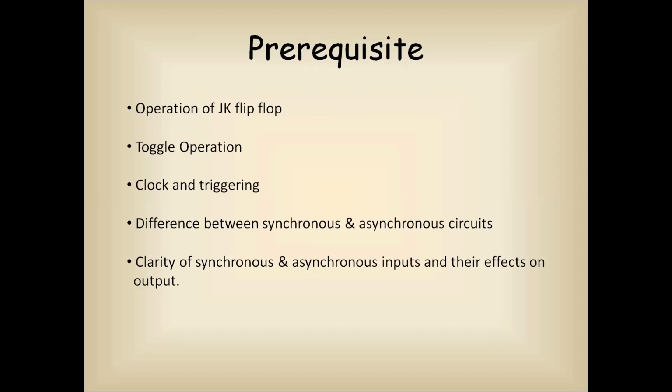So before performing the experiment, you need to have an idea of how a JK flip-flop operates, what is meant by toggling, and how a clock can be applied to the flip-flops, and what is the effect of that clock on the flip-flop output. What are the different types of triggerings available, and when is the output of the flip-flop affected because of this particular clock signal.